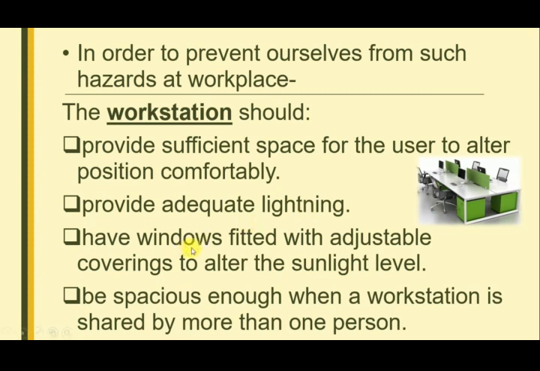Third is, it should have windows fitted with adjustable covering to alter the sunlight level. Alter means to change. The windows should have adjustable covering so that the sunlight level can be changed. If there is more sunlight, you can just close the window, or it can have some handle so that it can be a little closed, and when you require it to be opened, it can be opened properly.